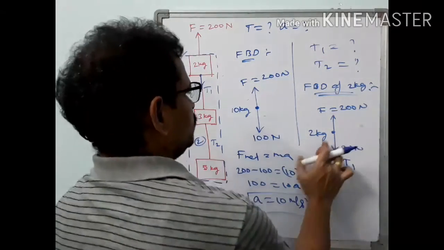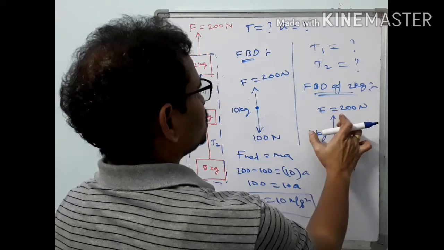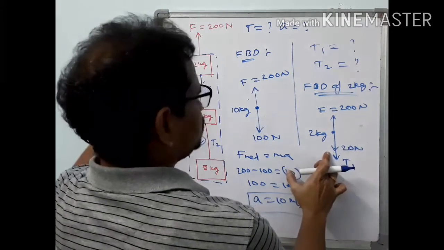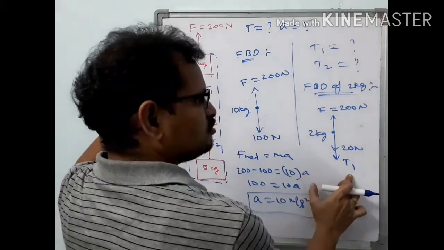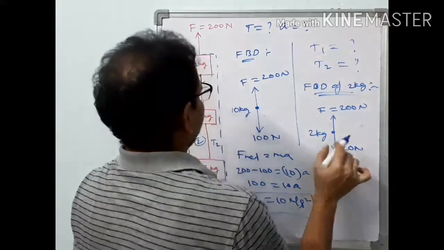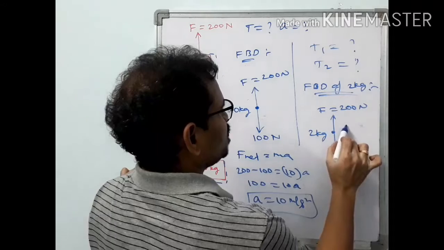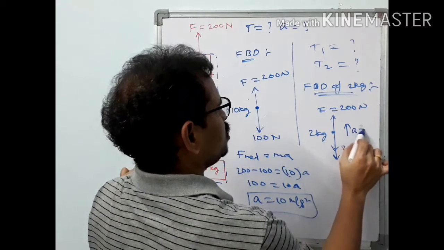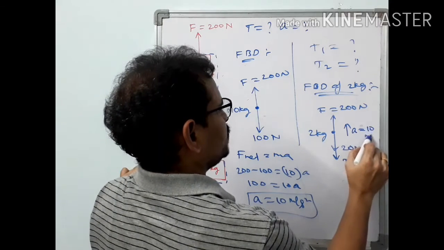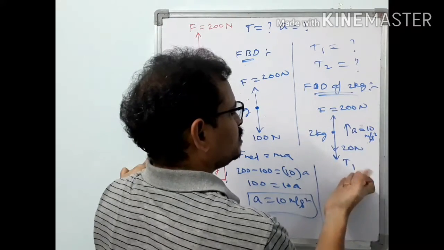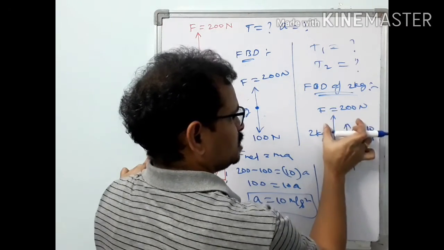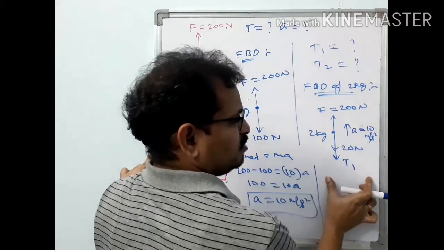Okay, now on this 2 kg mass, the upward force is 200 newtons, the downward gravitational force is 20 newtons, and that is an external force, and tension T1 is also an external force. We know this 2 kg mass has an upward acceleration A equal to how much? 10 meters per second squared. So what does it mean here? The sum of upward forces is greater than the sum of downward forces.